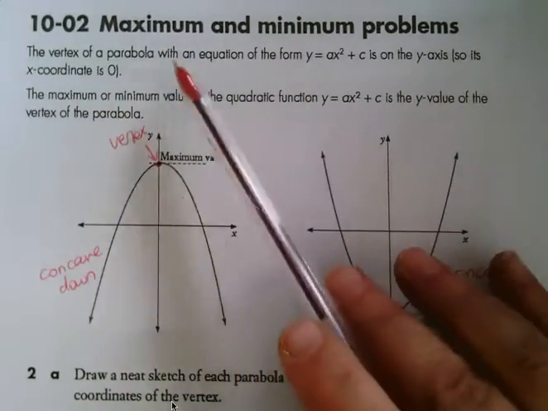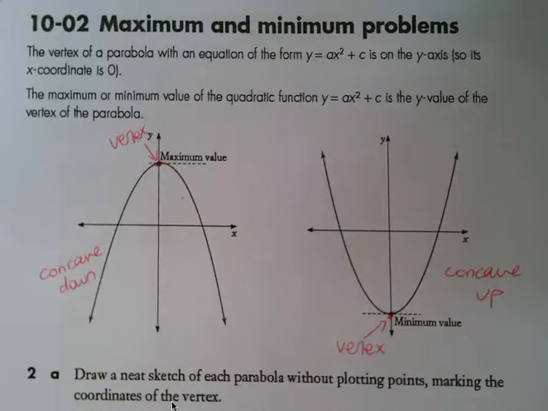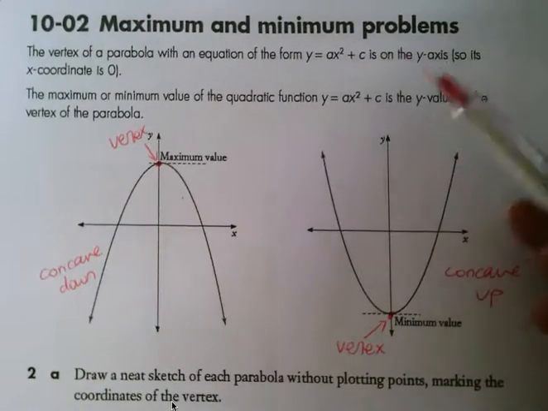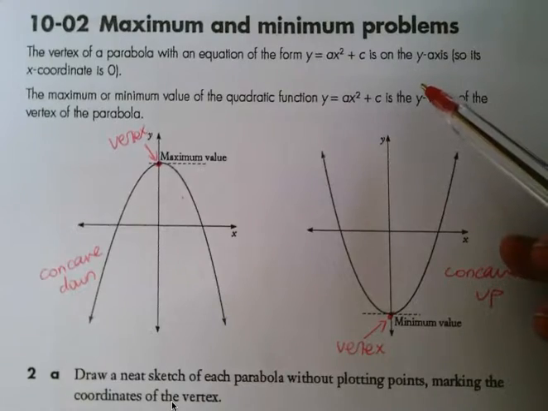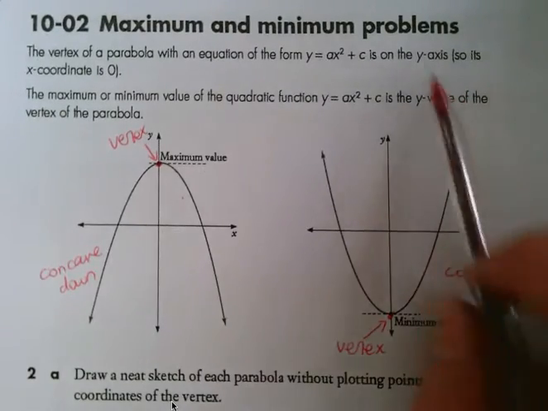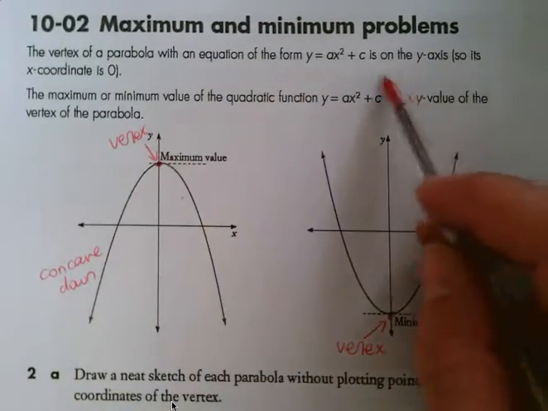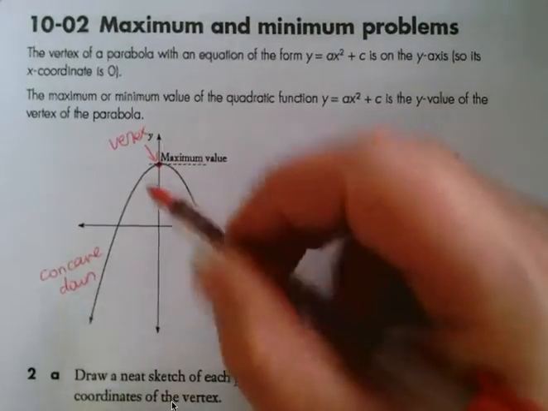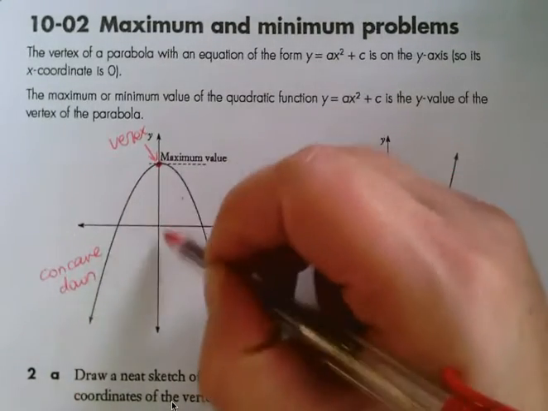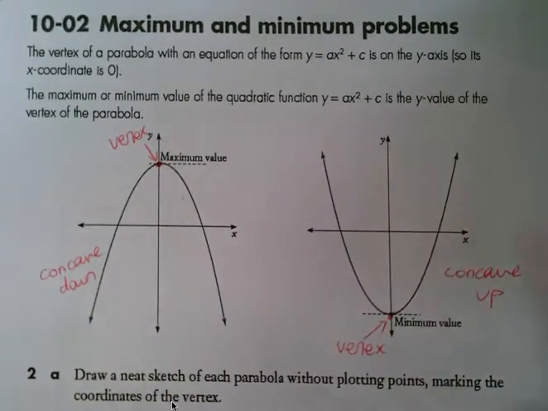So the vertex of a parabola of the form y equals ax squared plus c. That is the only type that we look at in this course. Remember, the plus c is if it's shifted up or down. If the c is positive, it shifts up. If the c is negative, it shifts down. So the vertex will be on the y-axis. That's the y-axis. And always at the vertex, you've got x value 0, and then you'll have some particular y value up there, all right?